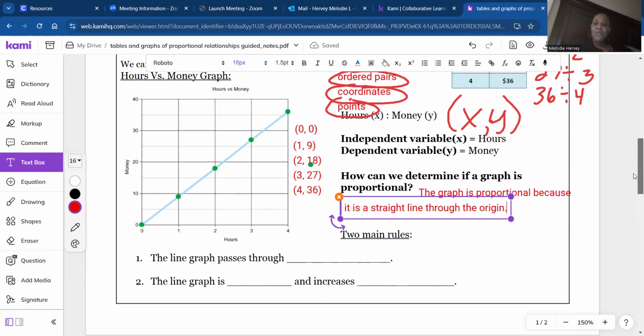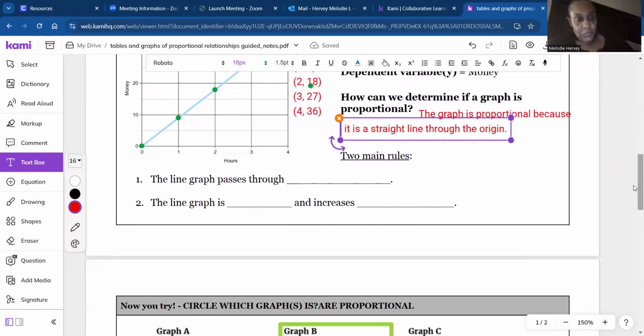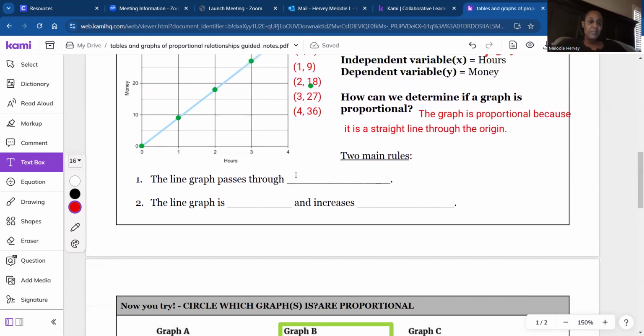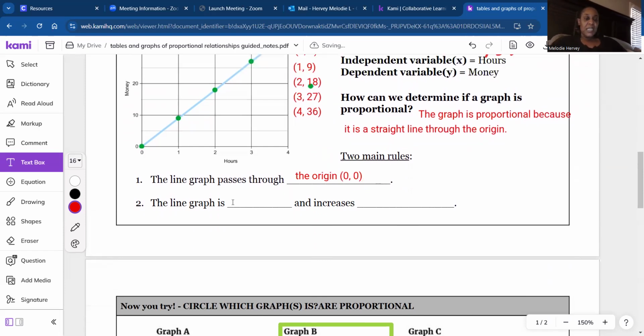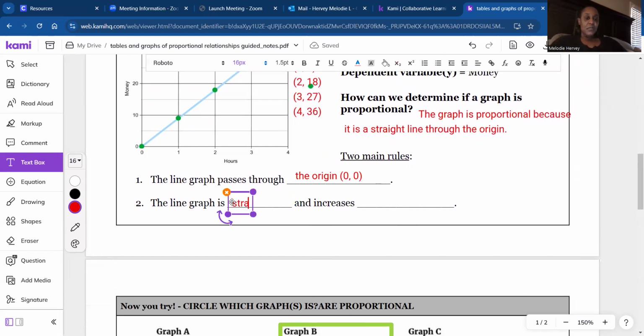And here are the two main rules, which is basically what I just said. Any graph is proportional if the line passes through the origin. That's at 0, 0. The line is straight and increases proportionally.